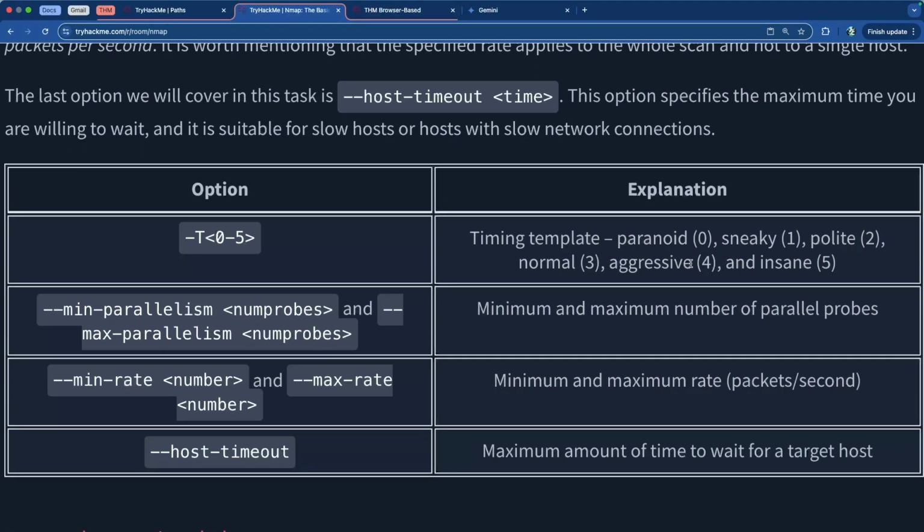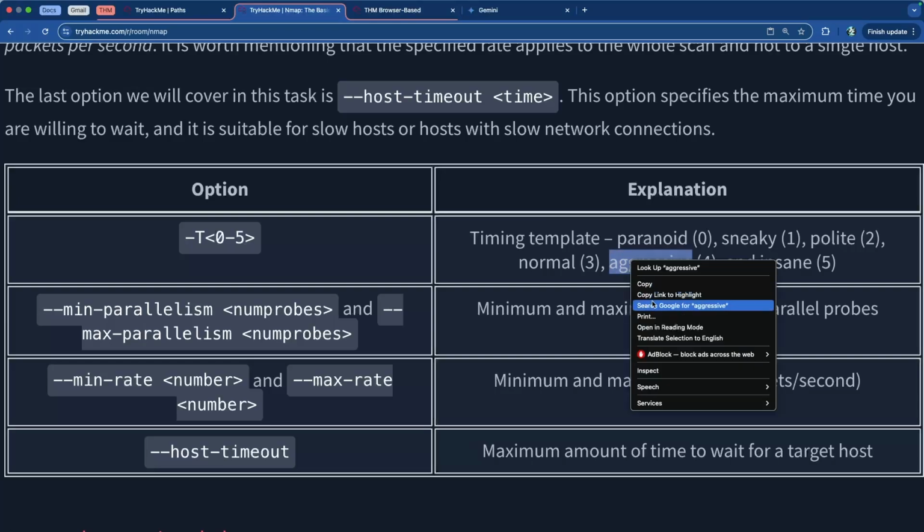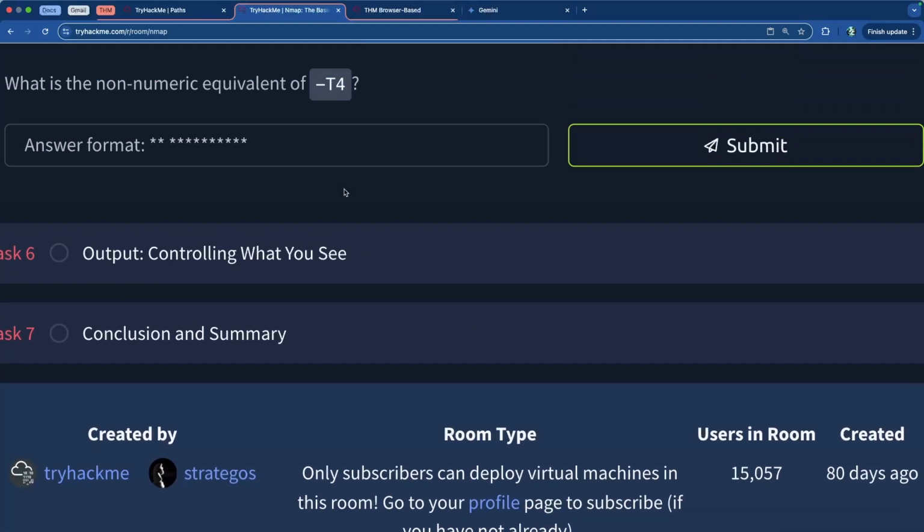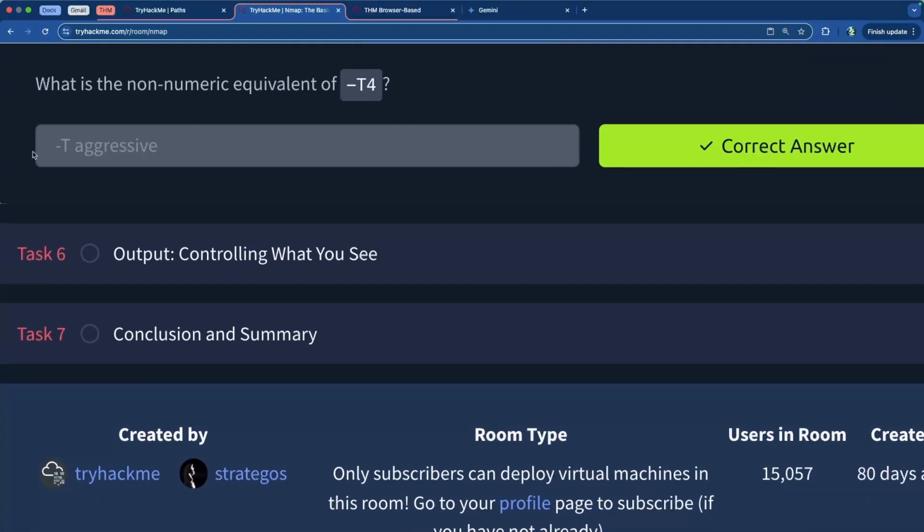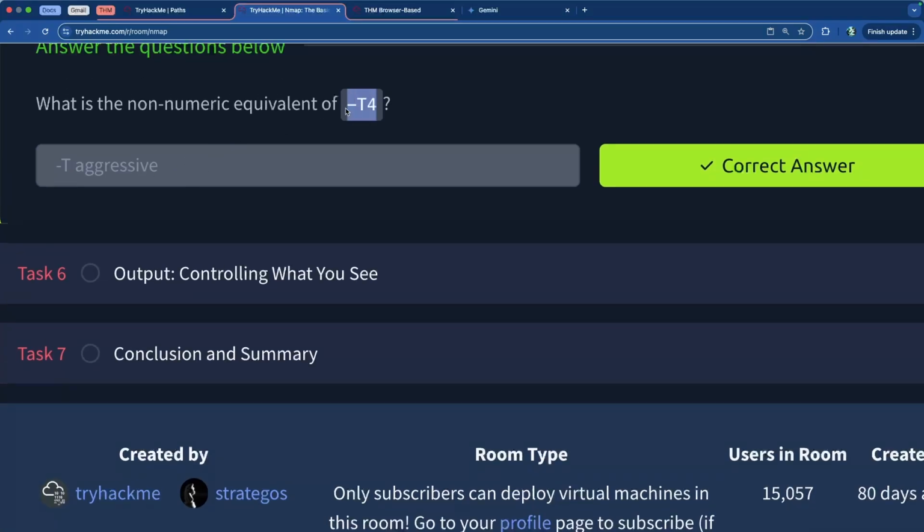And we see over here, aggressive is the non-numeric equivalent of T4. There we go. So dash capital T, aggressive, is how you can actually say the same thing as T4. You want it to be aggressive.